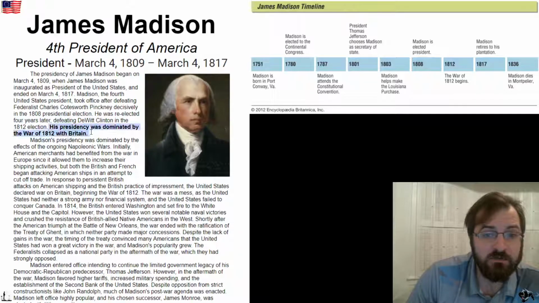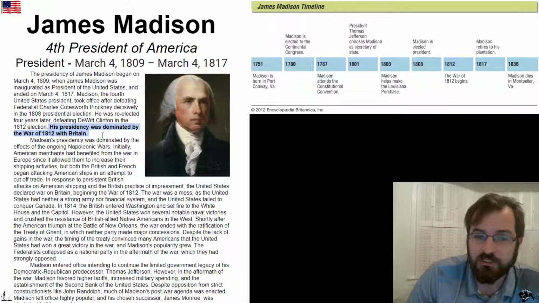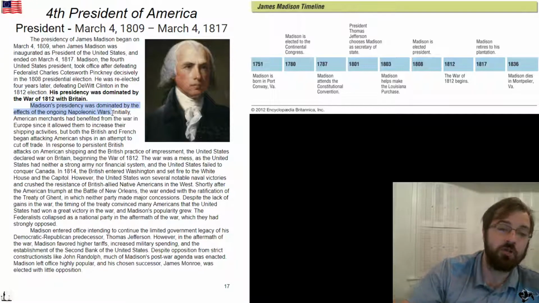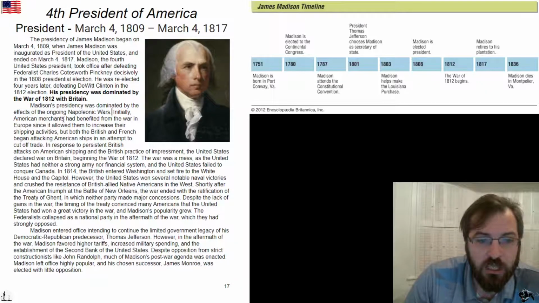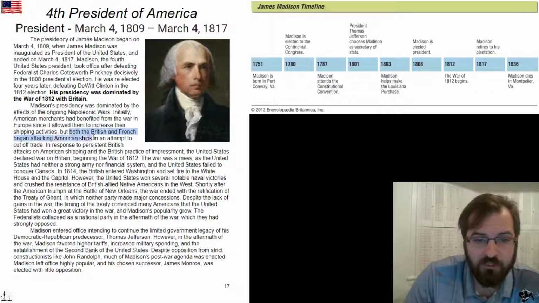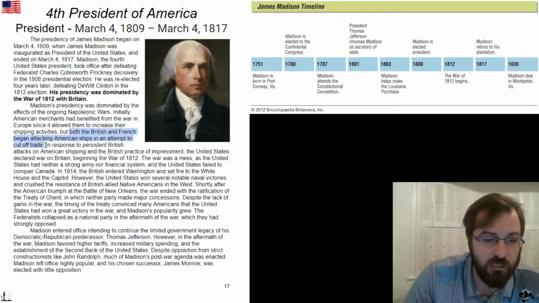His presidency was dominated by the War of 1812 with Britain. His presidency is mostly remembered due to the War of 1812. Madison's presidency was dominated by the effects of the ongoing Napoleonic Wars, which were mostly happening in Europe. Initially, American merchants had benefited from the war in Europe since it allowed them to increase their shipping activities. But both the British and the French began attacking American ships in an attempt to cut off trade.